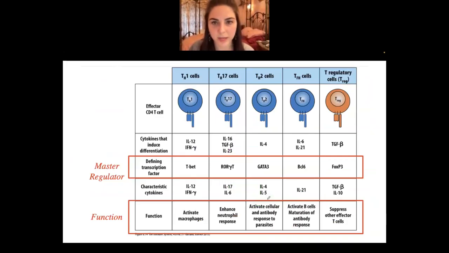And again, here's a slide with these exact same things. It's a little bit more condensed, which I like. So these are the cytokines that induce differentiation. These are the ones that we were talking about earlier, the ones that are going to be secreted from the APC. The defining transcription factor, this is like another name for a Th1 cell, a Tbet positive cell. So that's why it's defining. And then characteristic cytokines, the ones that they release. And then their one function.